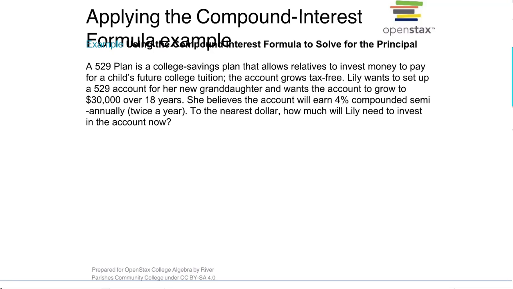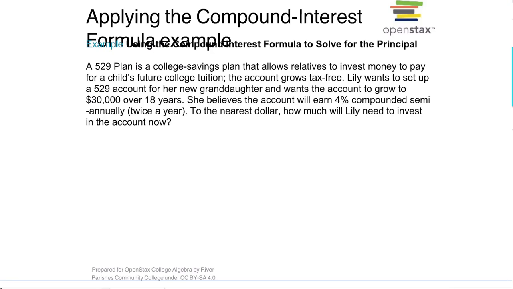Okay, so let's look at this one. A 529 plan is a college savings plan that allows relatives to invest money to pay for a child's future college tuition. The account grows tax-free. Lily wants to set up a 529 account for her granddaughter and wants the account to grow to $30,000 over 18 years. She believes the account will earn 4% compounded semi-annually, twice a year. To the nearest dollar, how much will Lily need to invest in the account now?